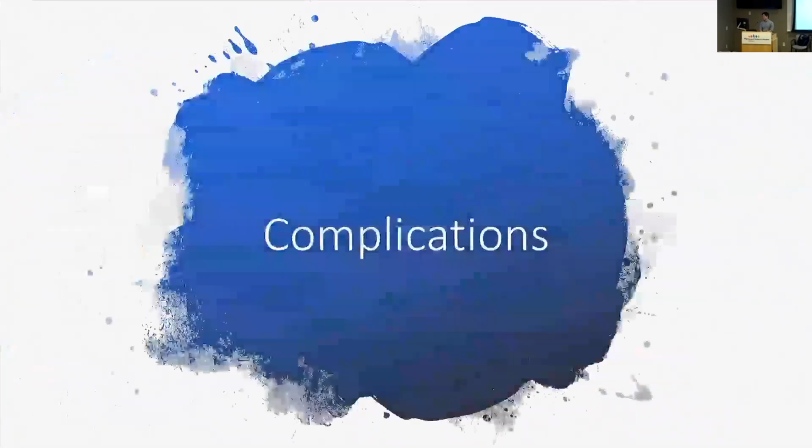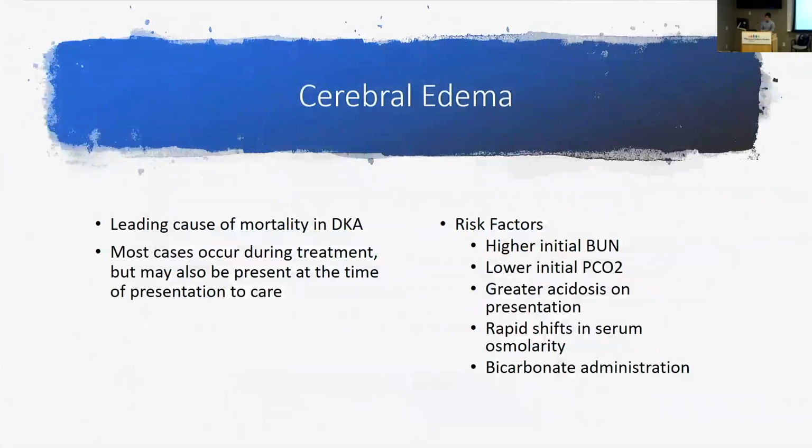Sorry. Okay, so let's talk a little bit about the complications. As I mentioned earlier, cerebral edema is kind of the number one big thing that we're worried about in all of these patients. It's the leading cause of mortality in DKA. Most cases of cerebral edema will present somewhere in the course of your treatment, and usually a few hours into your treatment. But you may very well see evidence of cerebral edema on presentation, and particularly in the kids who present more profoundly ill, you can see evidence of early cerebral edema.